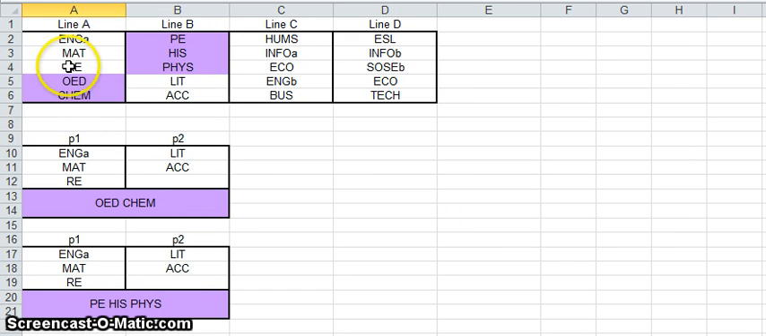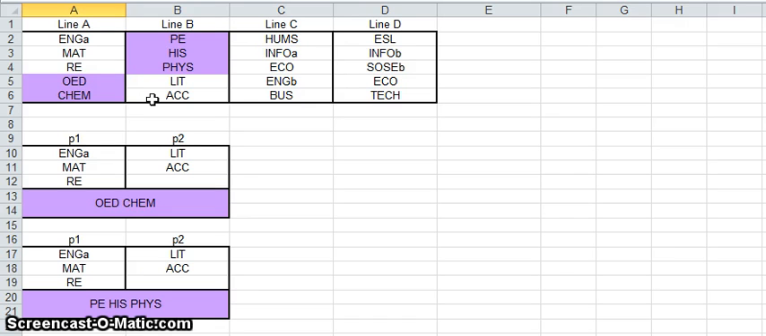The idea there is you've got your elective lines, but if you want to run some of the subjects in a particular line as single periods and other subjects as double, like I've highlighted here that outdoor ed and chemistry want doubles, and in the line B, phys ed, history and physics want doubles, whereas English, maths, religion, literature and accounting want singles. So how do you do that?